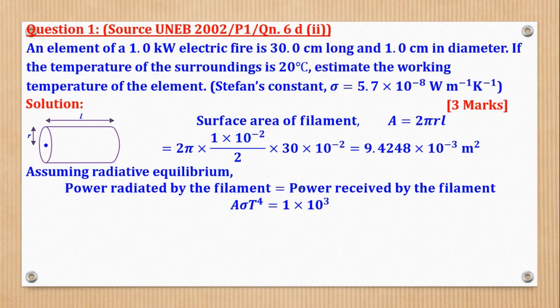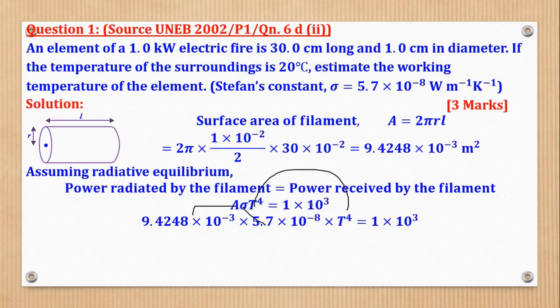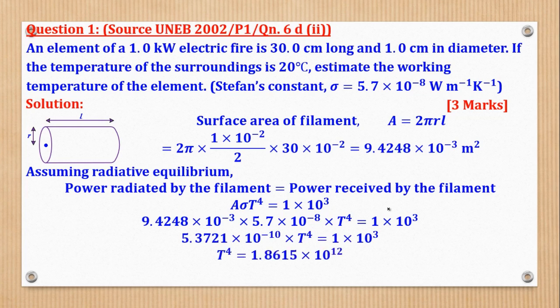So it was 1 kilowatt, now you have to convert it to watts to give you 1 times 10 to the power 3. Then you come and substitute for area and for Stefan's constant, and T is the unknown. So T is the only unknown, so simplify and then make T to power 4 the subject, and then make T the subject. So that will be the temperature of the element.